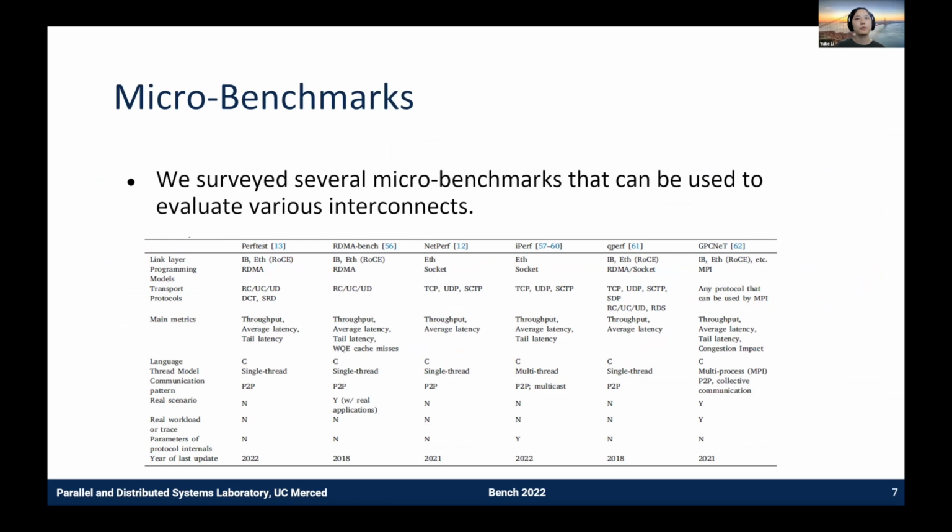To evaluate various interconnects, there are several benchmarks that can be used. Typically, the real performance is hard to achieve the advertised number on interconnects. It may be influenced by several factors. For example, the latency for small message size would be different from the one for large message size.